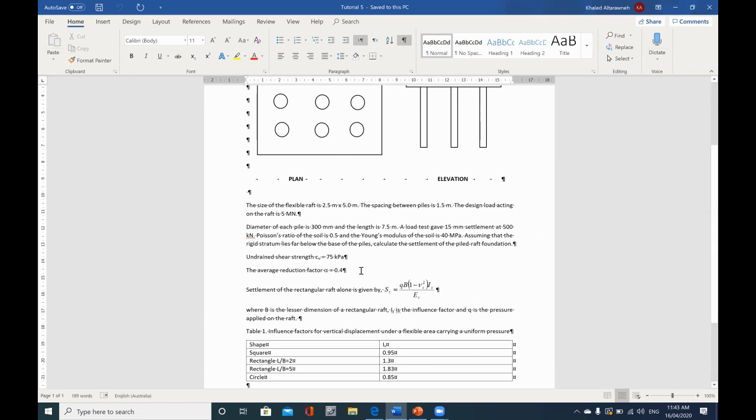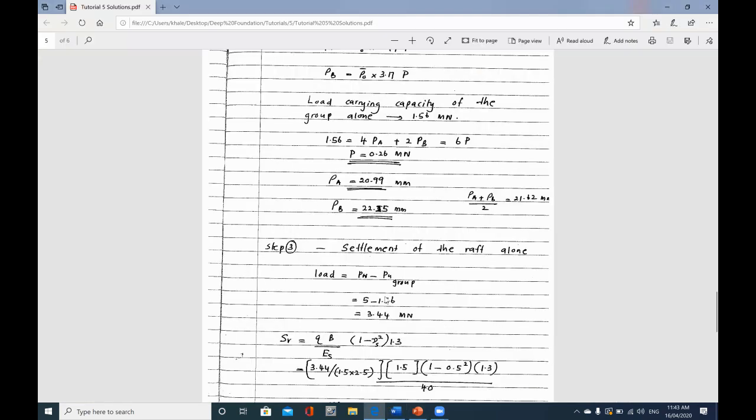The value of Poisson ratio is 0.5, so we need to calculate the value of Q. The value of Q here, because as you remember, we have a working load of 5, and part of this load is carried by the pile group, and the pile group can carry 1.56 meganewton.